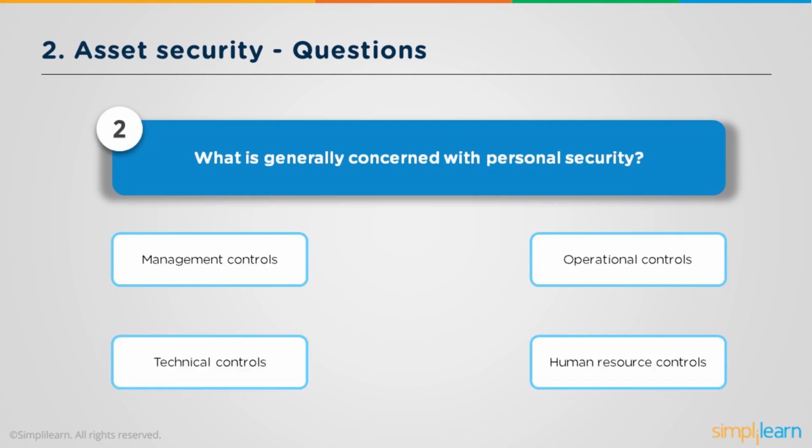What is generally concerned with personnel security? Management controls, operational controls, technical controls, or human resource controls. Now, what is personnel security? Personnel security is people-centric security. You're looking at people and ensuring that their security comes into the picture. Technical controls can be used for data assets or physical assets like information technology, but technical controls may not be that relevant for a human. A firewall is not going to help any human in any way. Management controls are administrative controls, that means a policy that will help you implement controls. But for personnel security, it's the operational controls that are going to be associated with it.